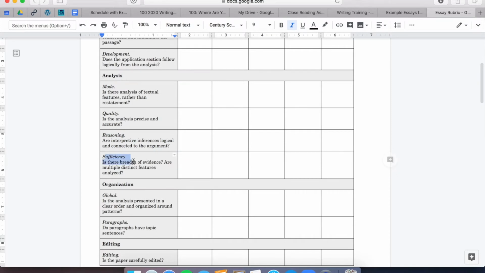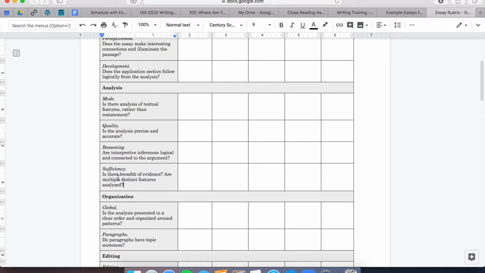And then the fourth category in analysis is sufficiency, and this is the question of whether the student varies the kind of evidence enough to have a breadth of evidence from the passage. Sometimes students will repeat the same type of observation over and over. Maybe they'll focus on a word that's repeated, and then in another paragraph they'll pick out another word and discuss that one, and then finally a third word. A student who just focuses on the same kind of technique over and over again has less breadth, and therefore the strength of the argument is a little bit weakened.